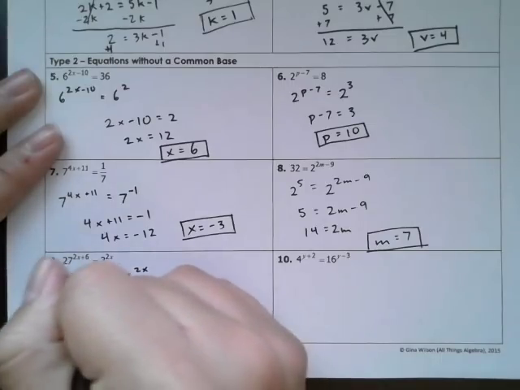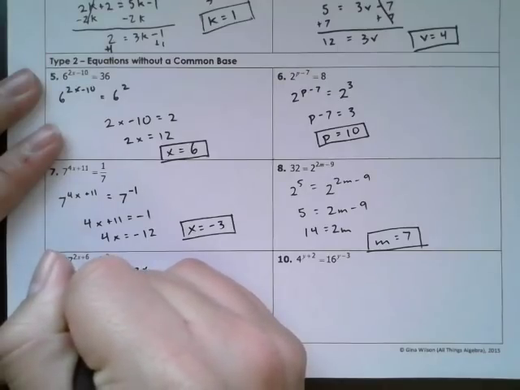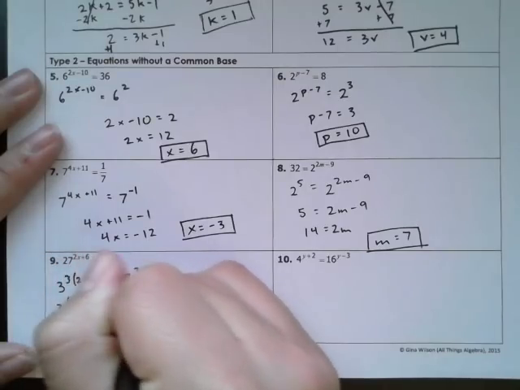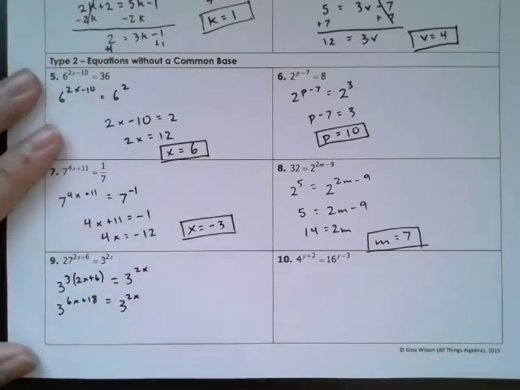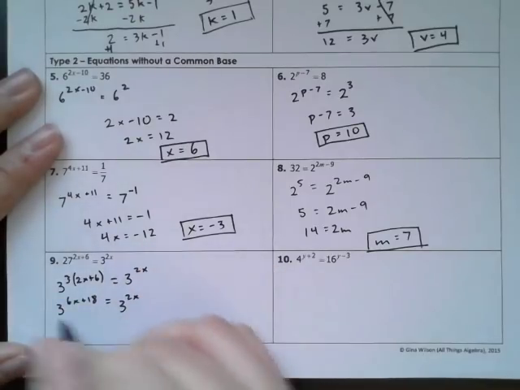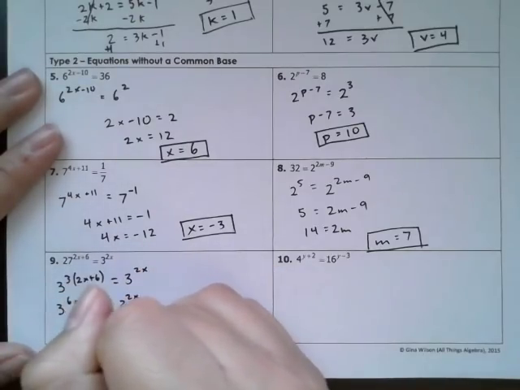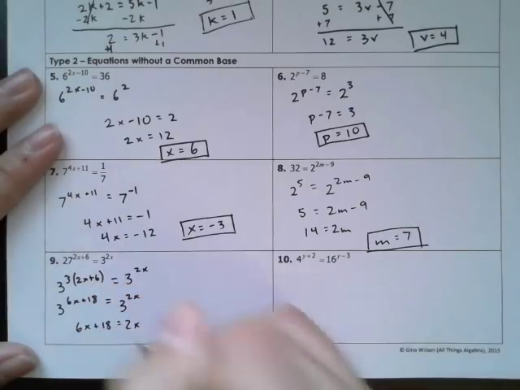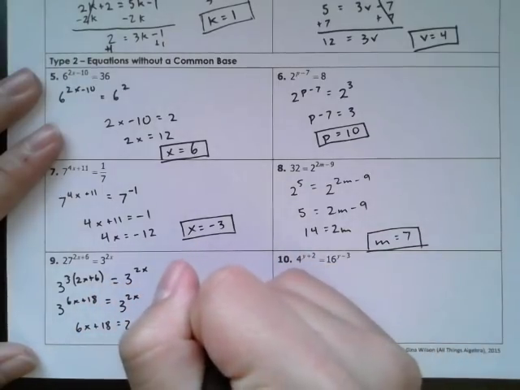So I have 3 to the 6x plus 18 is equal to 3 to the 2x. And then now I have a common base, and I have 6x plus 18 is equal to 2x. I get 4.